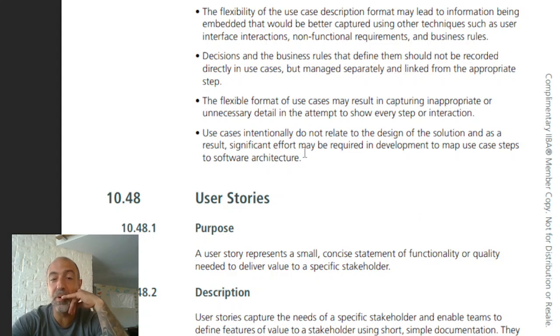Right? So look, we intentionally do not relate the design of the solution, because significant effort may be required in development to map the use case steps. So the last thing we would want to do is include design, and then with the use case, people just try to copy the use case instead of actually diving into the design and the solution.